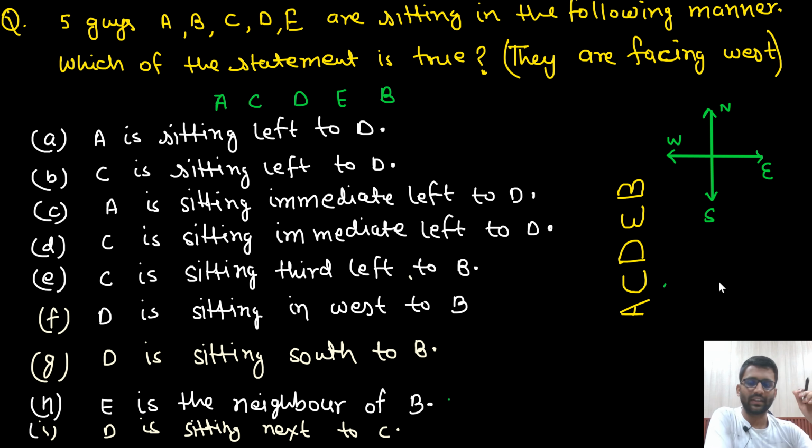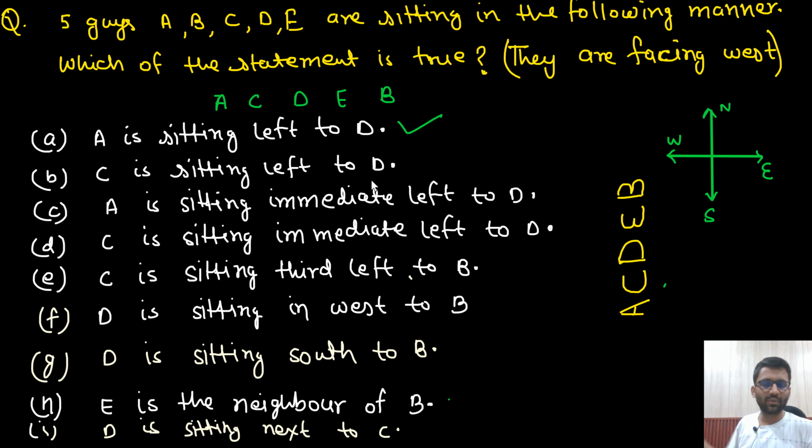Let's check out what they are saying now. A is sitting left to D. What will be the left of A? Sorry, you need to check the left of D. So what will be the left? This will be the left, and this will be the right. So left of D is A. Yes. A is sitting left to D.